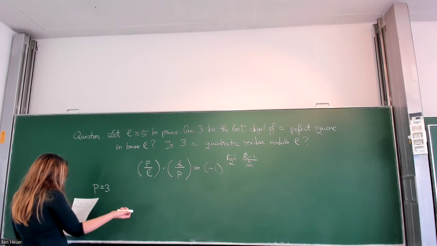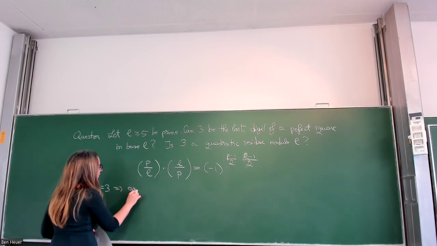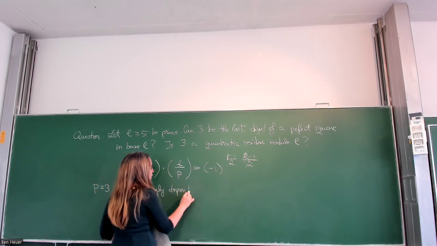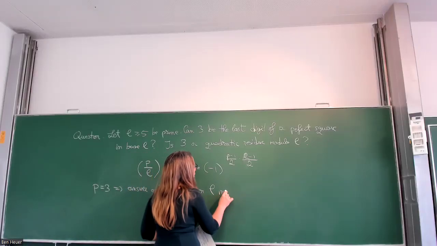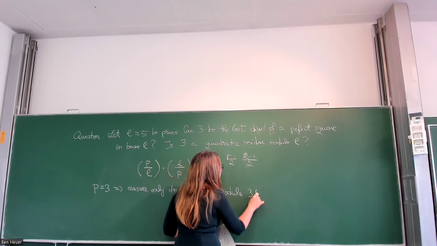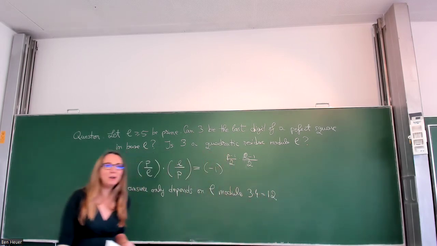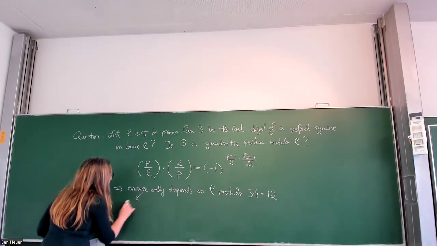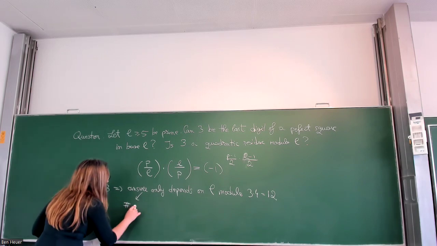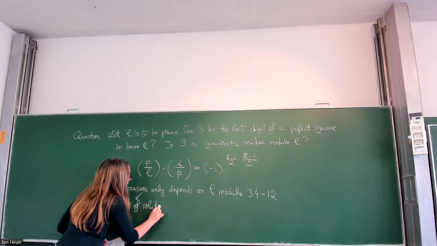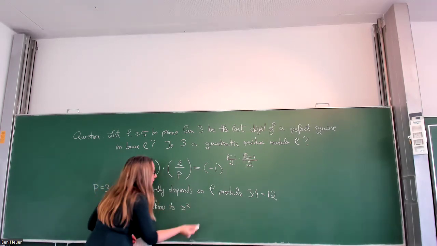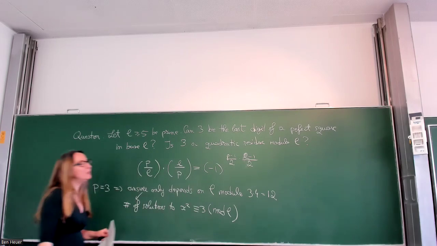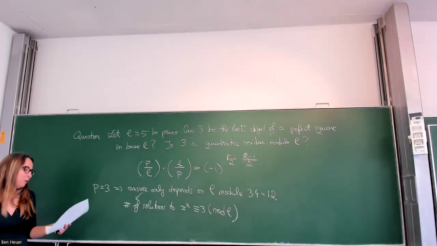And so if P is 3, you see that the answer only depends on L modulo 3 times 4, so modulo 12. So it depends on where L lands on the 12-hour clock. And I guess the answer is really the number of solutions to the congruence x squared congruent to 3 modulo L. The number of solutions is periodic with period 12.